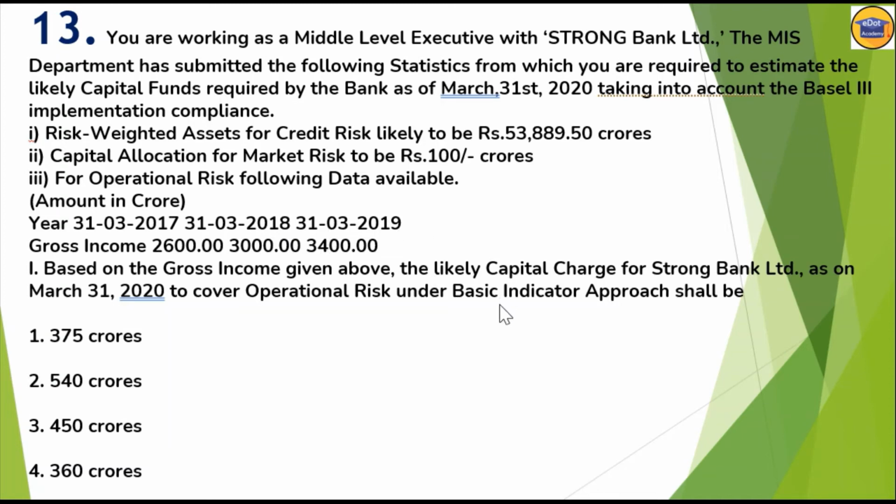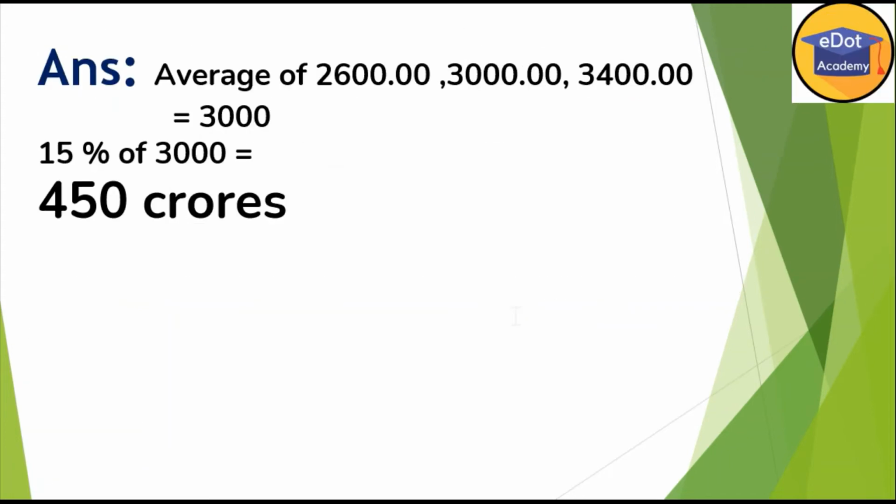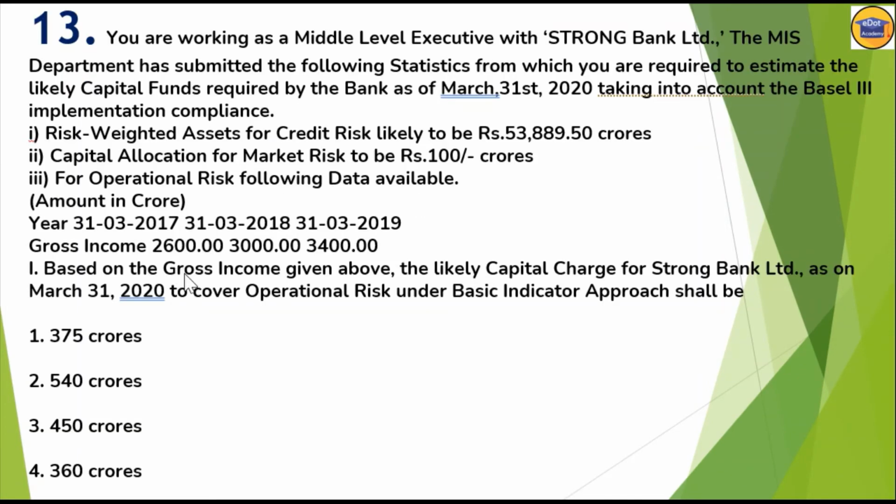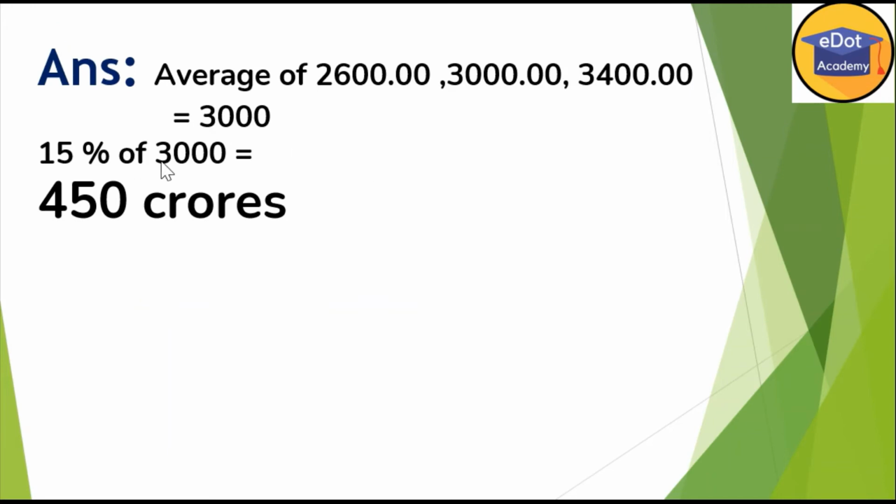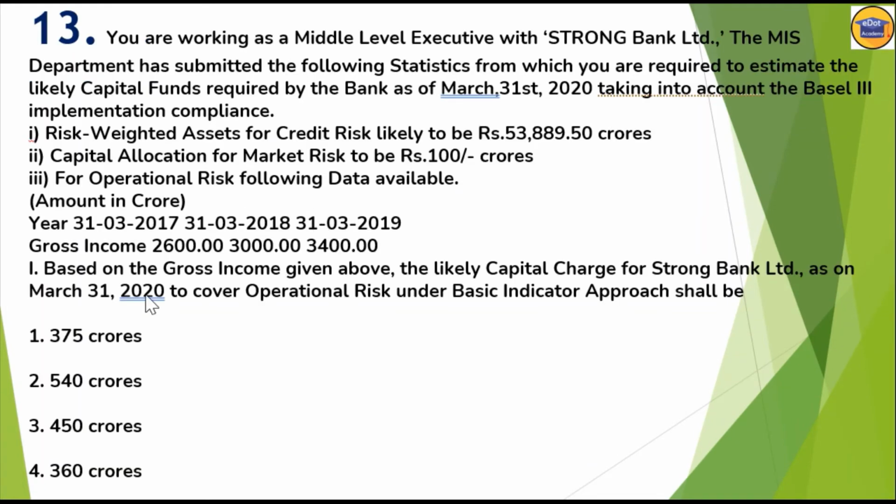Okay. So as per the basic indicator approach, first we have to take the average of these values, that means 2,600, 3,000 and 3,400. So you add and divide by 3. So we are getting 3,000 here. And as per the basic indicator approach, it is 15% of whatever value we are getting here. So whatever the average gross income for the last 3 years, we have to take 15% of that value. So we take 15% of 3,000 and we get 450 crores here. So answer third is correct.